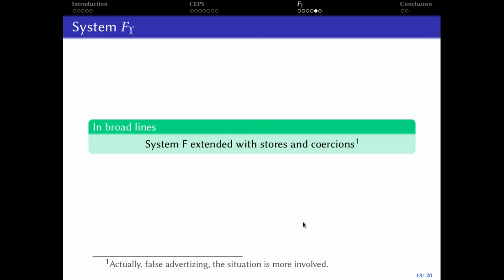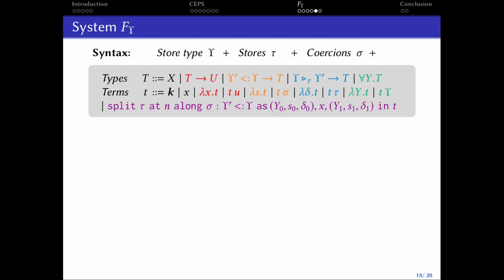So what is system F epsilon? In broad lines, this is just system F extended with stores and coercions, and actually it is a bit more involved than that, but this is the good idea to have in mind. As for the syntax, we have the syntax for store types, for stores and for coercions that we saw, and then the lambda calculus. So we have here something which corresponds to the source calculus. Here it's simply typed, so we only have base case and functions. Then terms to abstract over coercions and to apply coercions, the same for stores, and the same for store types.